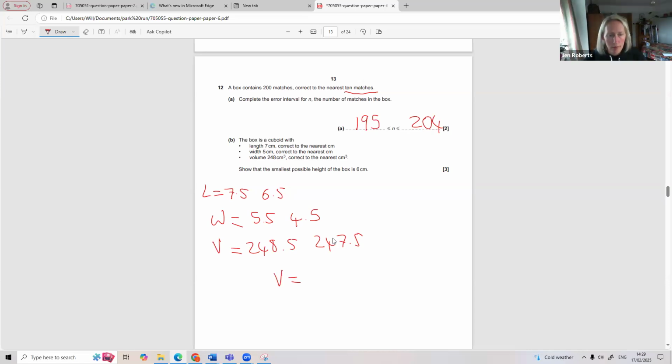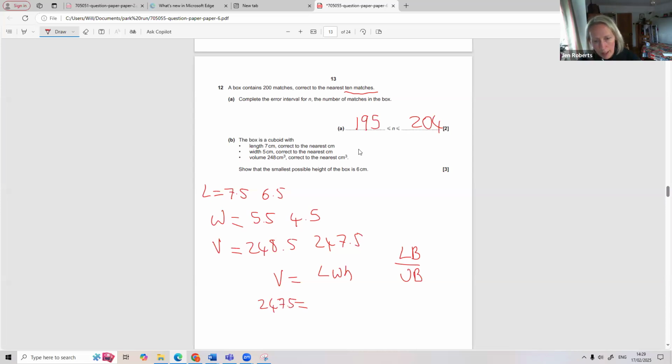Show that the smallest possible height of the box is 6 centimeters. Volume equals length times width times height, right? Let me deal with this multiplication first. So we want the smallest possible height. Can you see we're going to be doing a division in the end, because you're going to know what V is and you're going to have to divide it by length times width. So when you do a division, to get the smallest possible value, you need the lower bound divided by the upper bound. So we're going to need a lower bound for the volume, which is 247.5.